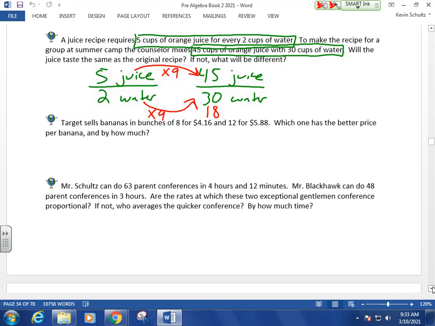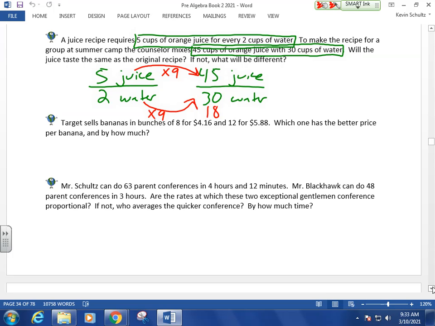What's going to be different? Is it going to taste more juicy or more watery? Maggie? More watery, right? Because we have more cups of water than we quote unquote should. And it's a summer camp, they're on a budget. Water's cheaper than juice, so of course if they got to make more, you're going to water it down a little bit, okay? That's how you're kind of approaching these.